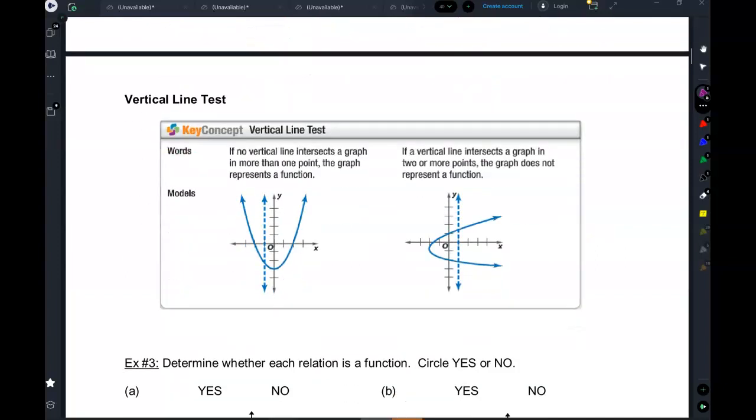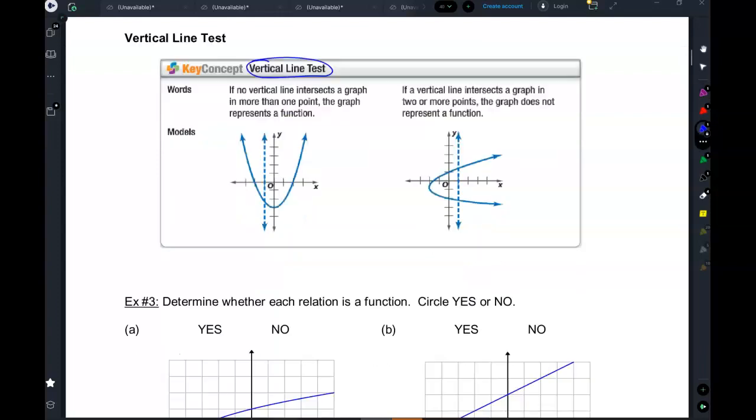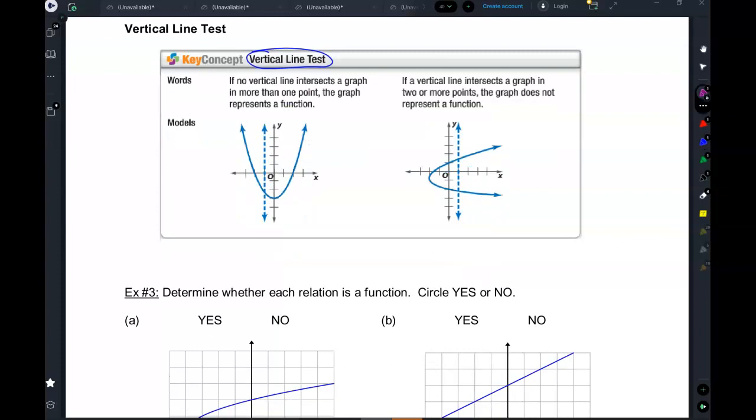What if you've got a graph? How can you tell if something is a function if you have a graph? Well, that's by the vertical line test. The vertical line test says this: if you draw on a graph a series of imaginary vertical lines, each vertical line should pass the graph exactly one time, right? So this is a function, okay? This, you see how when I draw vertical lines, it passes the graph more than once? Not a function.